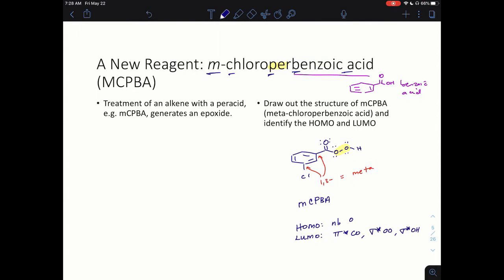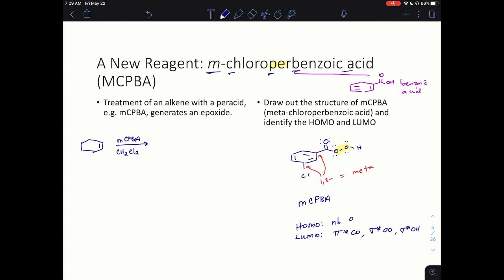Let's get to the fun part. The fun part is that treatment of an alkene with MCPBA, metachloroperbenzoic acid, typically in a nonpolar organic solvent such as methylene chloride, will generate an epoxide. And just like for cyclopropanation, the two new bonds are made to the same face of the alkene because there just really is no other choice.